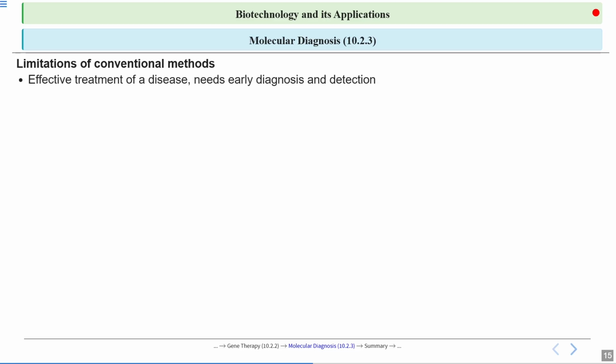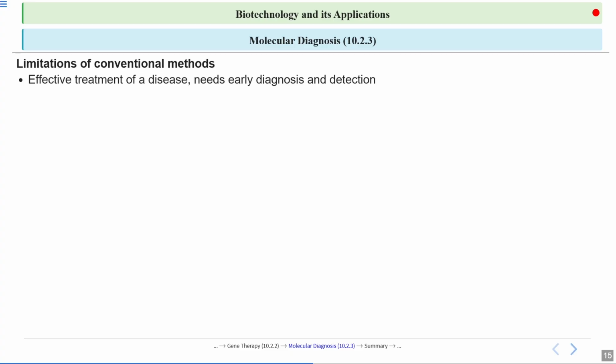Now, so till now we have talked about gene therapy. We have taken one example of how we first clinically used this gene therapy in a patient with deficiency of this ADA enzyme. Now, we will move to molecular diagnosis. Before going to molecular diagnosis, there are some limitations of conventional methods. So, what are those limitations?